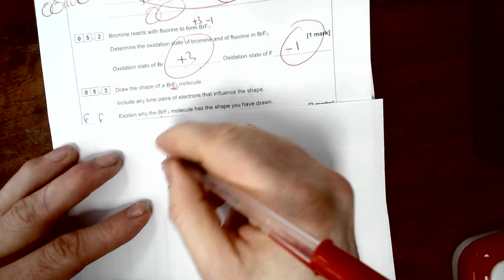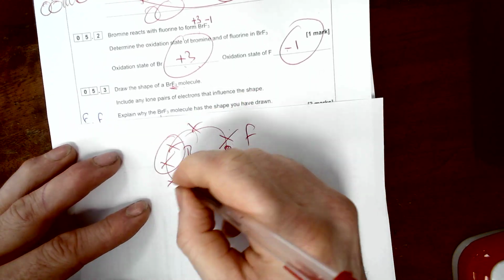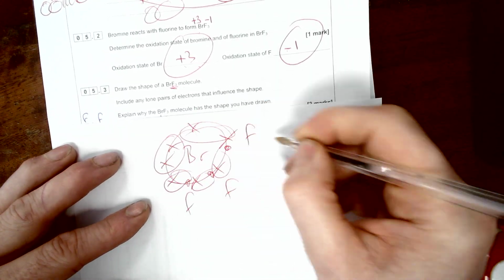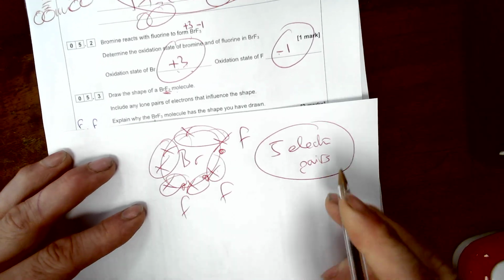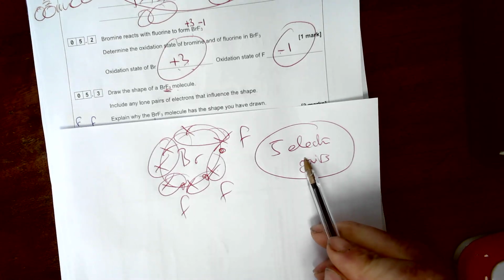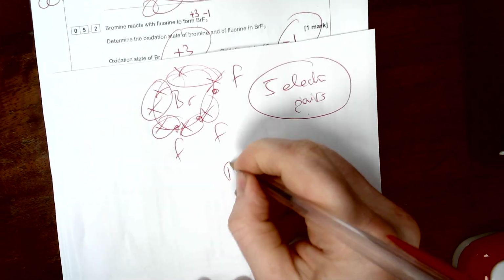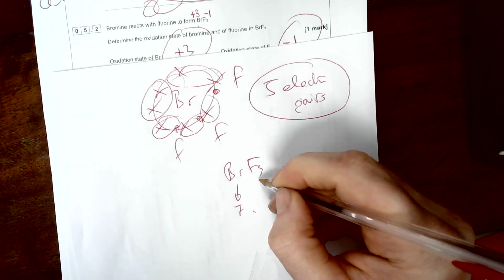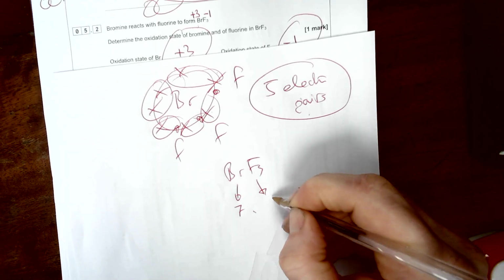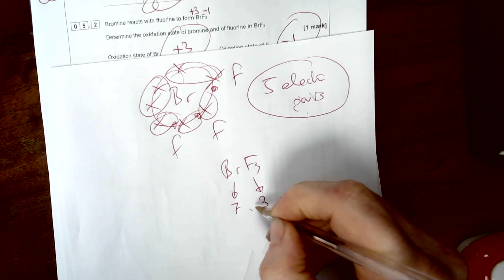If you've got 10 electrons in the bromine's outer shell, that means you've got 1, 2, 3, 4, 5 electron pairs. Right, that's my starting point. Work out how many electron pairs you've got. Another way of doing that, BrF3. Bromine is in group 7. It's got 7 electrons in its outer shell. Each fluorine brings an electron, so there's going to be 3 extra electrons there.